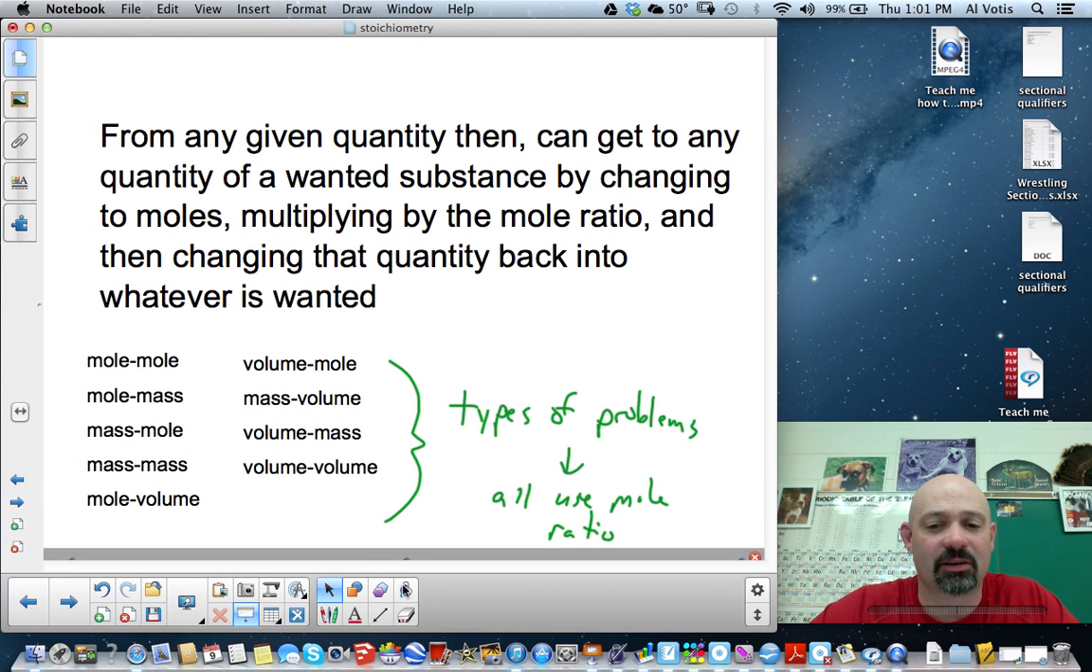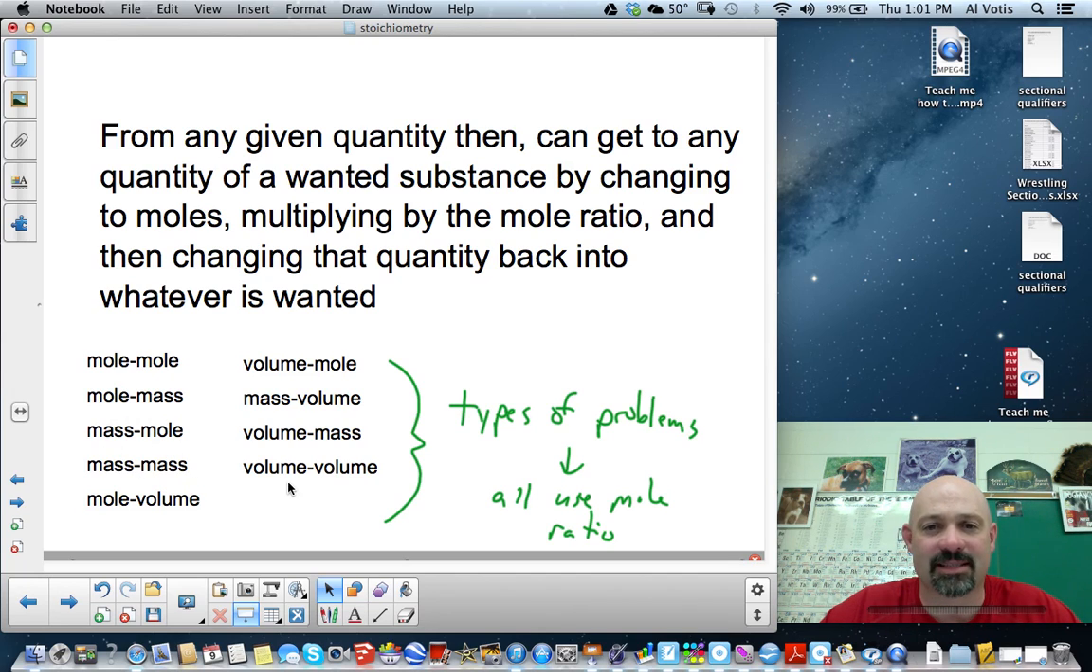So here are different types of problems that we can do, and they're all closely related to each other. Mole-mole, mole-mass, mass-mole. A mole-mass and a mass-mole problem are really the same thing, just that the first term is usually what we start with. We're given a number of moles and we're trying to find a number of moles. Or we're given a number of moles and trying to find the mass of a substance. We're given a mass, we're trying to find the moles. Mass, volume, and so on.